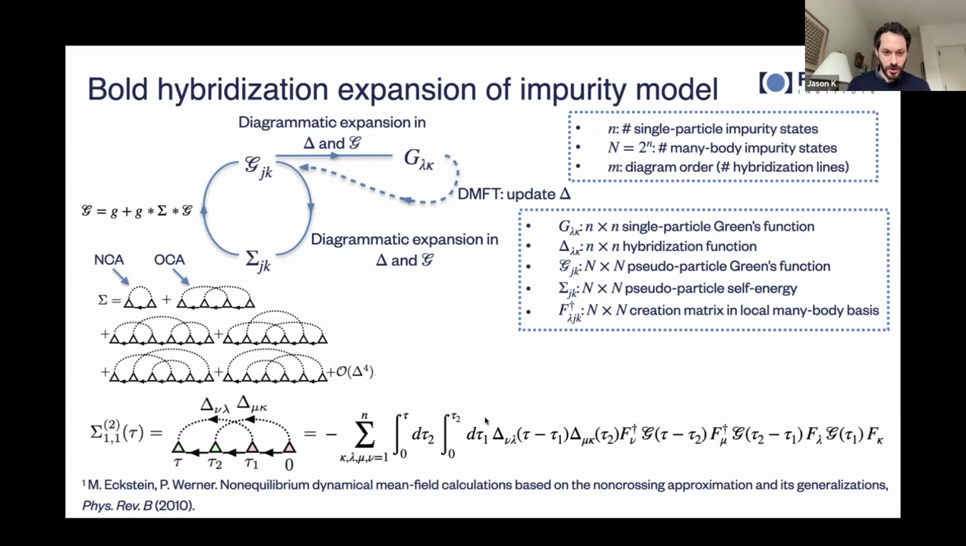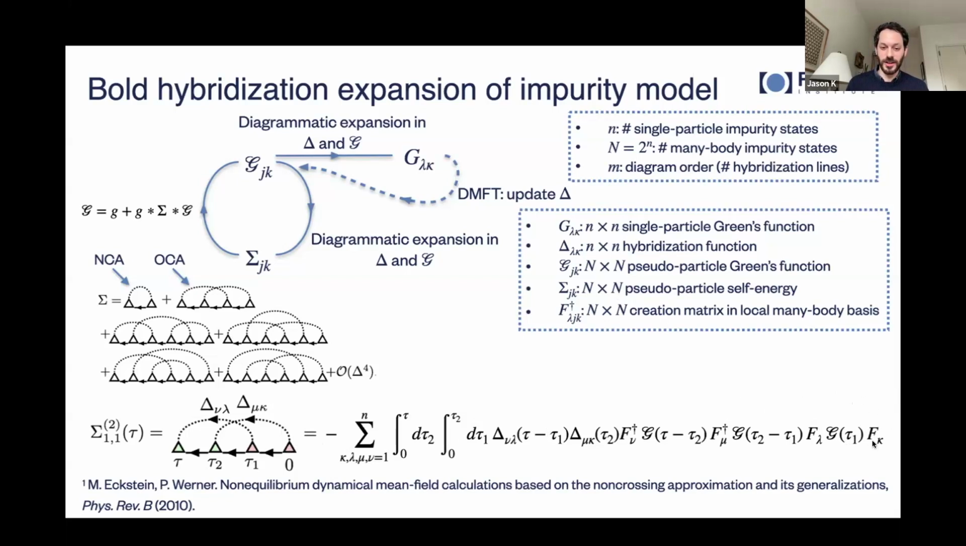So here's this OCA diagram represented as an integral expression. We have our hybridization lines here. We have to sum over all of these impurity states appearing in the hybridization functions. Remember, this is a hybridization expansion. These Fs are the matrices of our creation and annihilation operators in the capital N by capital N many-body space of the impurity.